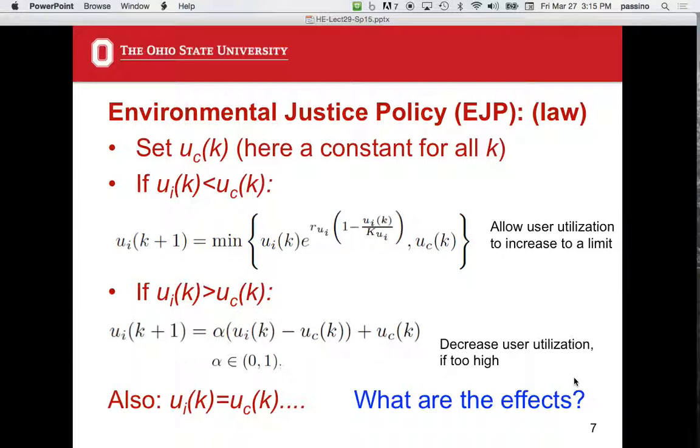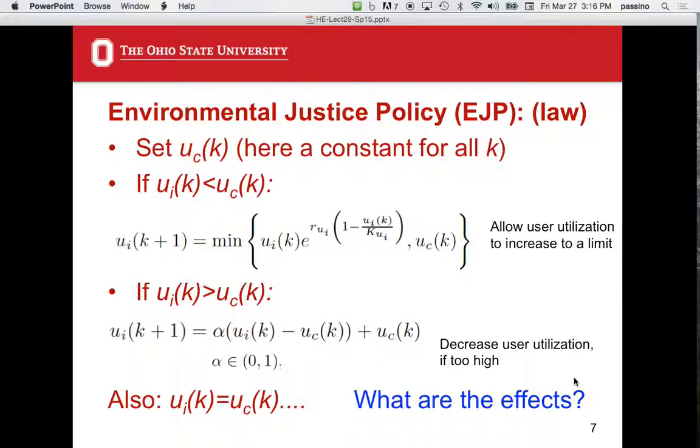If on the other hand, this is well above this, then this will come out and the utilization will just continue to increase. Like, if you're a really poor person, your UI is small, and you're only going up a little bit, you're way well below UC, this min will never be achieved. This will just chop off, and it'll just be this piece.